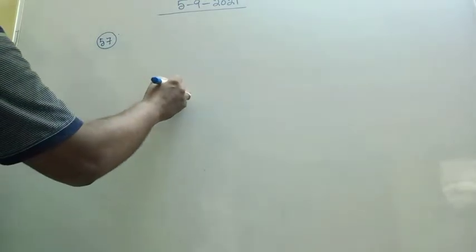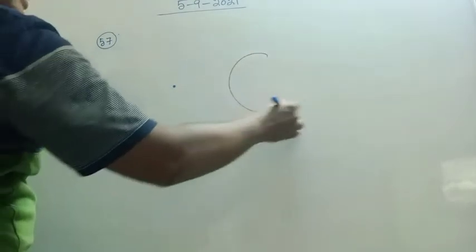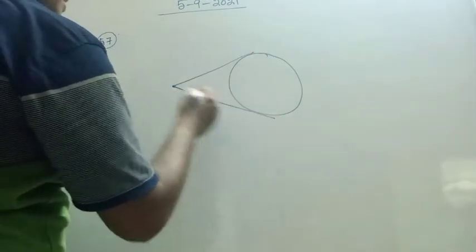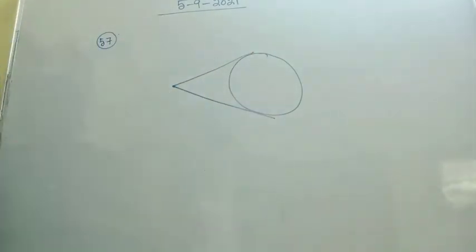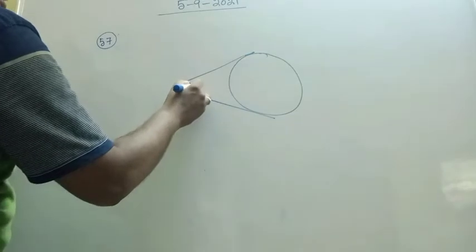Okay, you are having one circle. You are drawing the tangents. The angle between the two tangents drawn from P to the circle is 2 theta. Okay, this is what they have given, 2 theta, right?